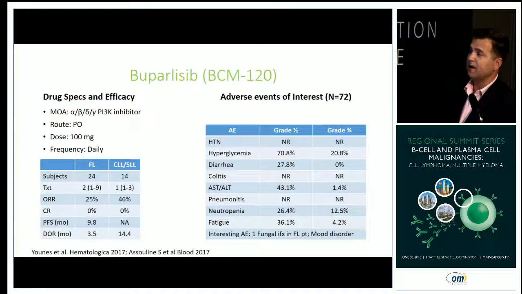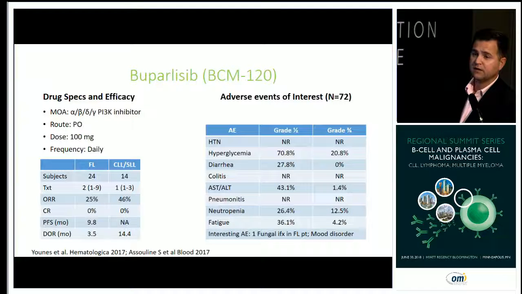So the AE profile over here, hypertension, hyperglycemia. Hypertension was not looked at. Remember, this will engage the alpha isoform, and we'll go into that. Hyperglycemia was seen, so noting that this is, I think, a pan inhibitor that is hitting alpha. The ones I want to focus on are diarrhea, colitis, and ALT elevation as we go through this.